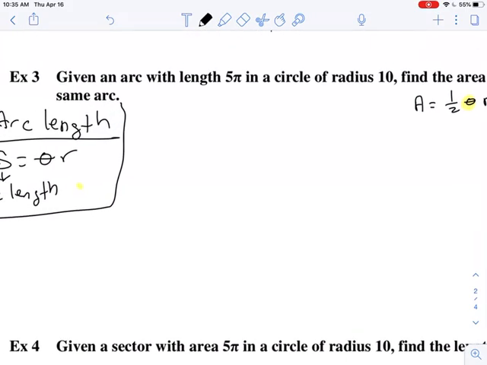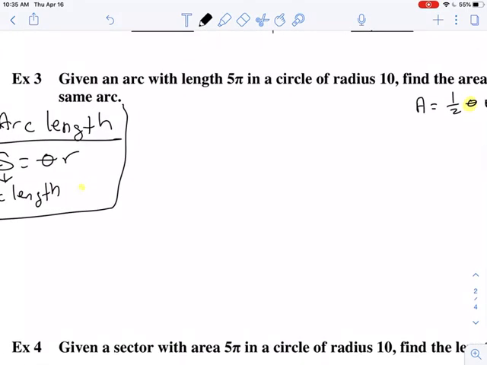So that formula, arc length, gives us the arc length is 5 pi equals theta times the radius. That radius is 10. So basic algebra, right? This is the variable. It's theta times 10. To figure that out, I need to do inverse operation. Divide by 10. Divide by 10. So that theta is going to equal 1/2 or pi over 2. All right? So now I have my theta.